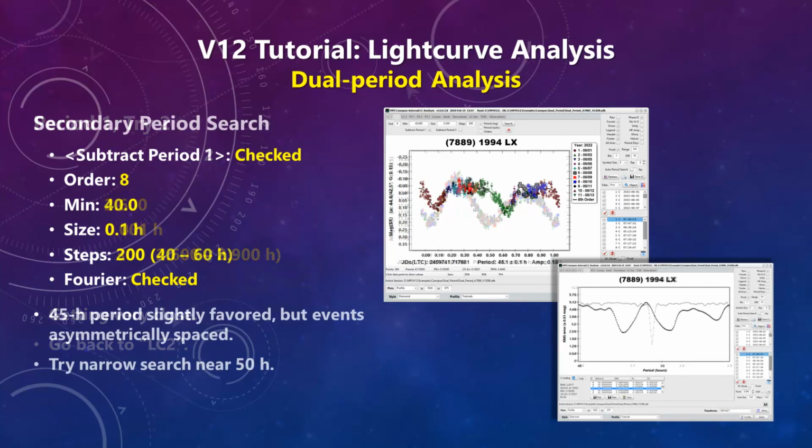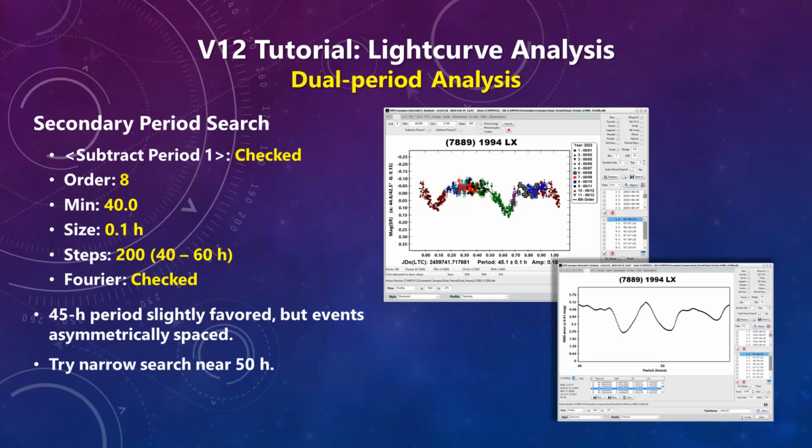On the presumption that a period near 45 hours is actually better, use the search parameters shown on the screen to scan a range of 40 to 60 hours in 0.1 hour steps. This allows covering both of the contending periods. The shorter period is now favored, even if only by a little. The one concern is that the events are not exactly 1/2 cycle apart, whereas they are with the longer period.